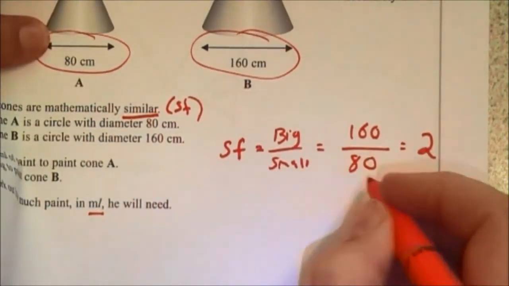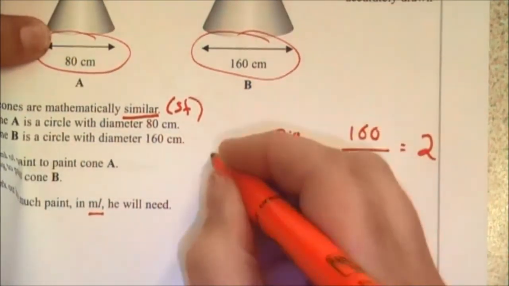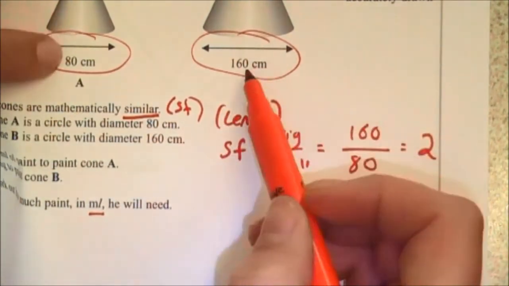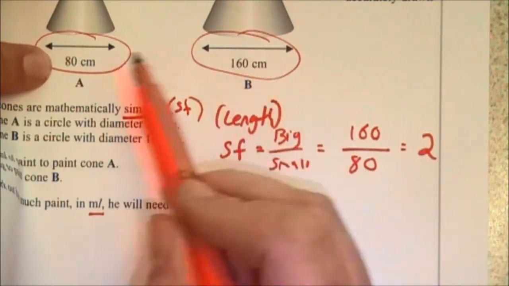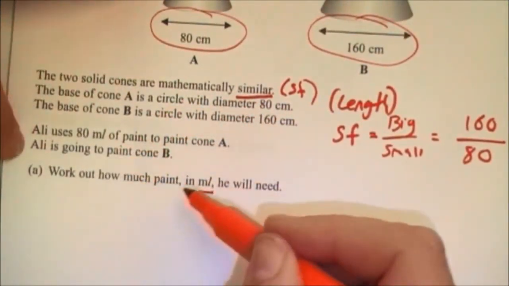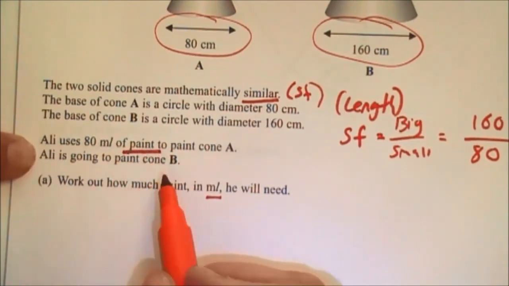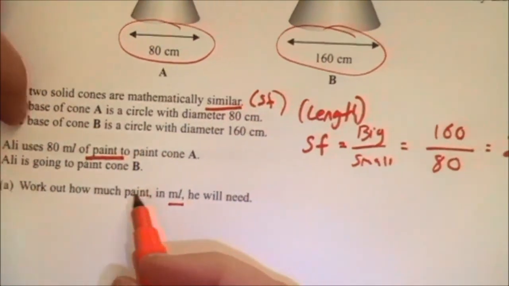Now, it's a scale factor of 2 when we're dealing with length, because that's what that is. It's a conversion of the lengths. However, this question isn't about lengths. We're talking about painting one of the cones. So we're covering it in paint.